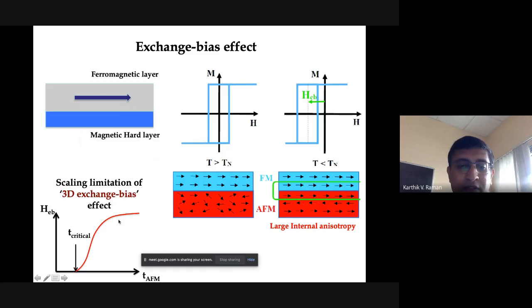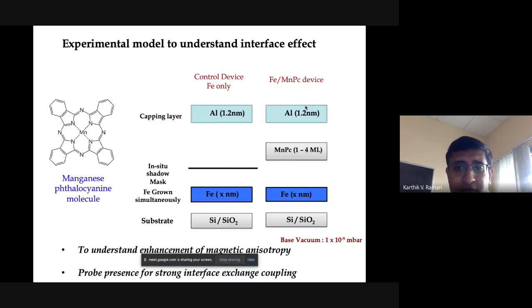And interestingly, when you thin down the antiferromagnet, the anisotropy kind of reduces, and you primarily weaken the exchange bias effect, and you kind of kill the shift in the hysteresis. But with molecules, we actually observe the other way around. So I'll just skip this.